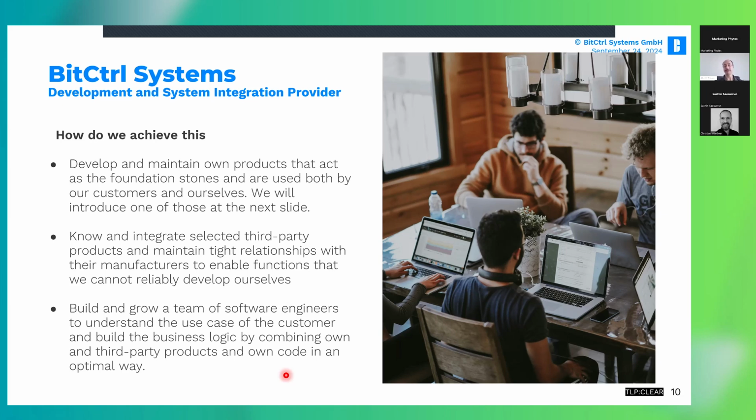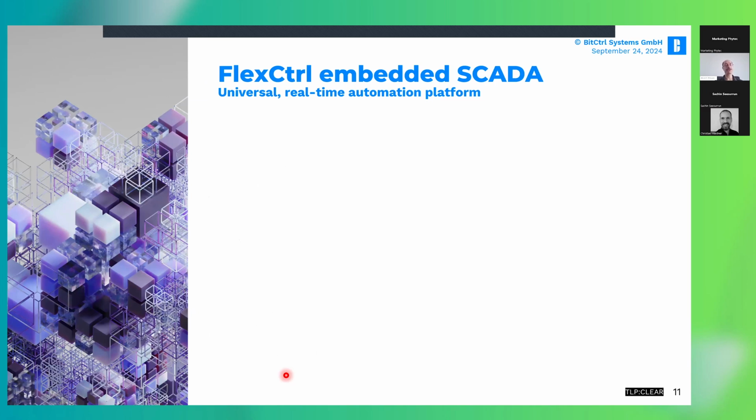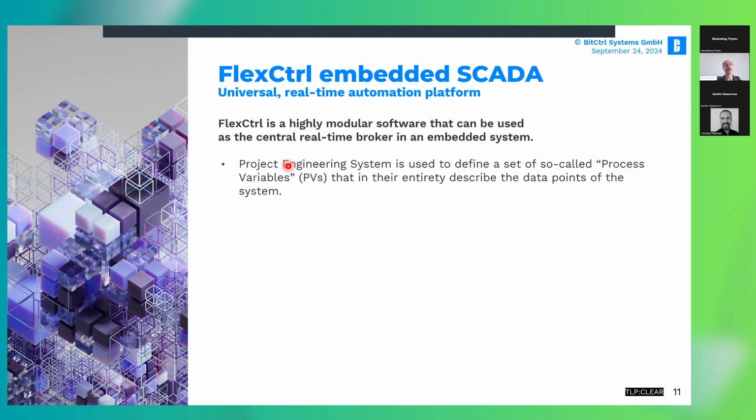Now let us talk about one of these foundation products that I've been talking about. One of those is called Flex Control. It's an embedded SCADA software solution which can act as a real-time automation platform in an embedded system. It comprises two parts. One is what they call the project engineering system, and that is used to define the project. It's defining a set of what we call process variables, and in their entirety, these data objects describe all the data points of the system.